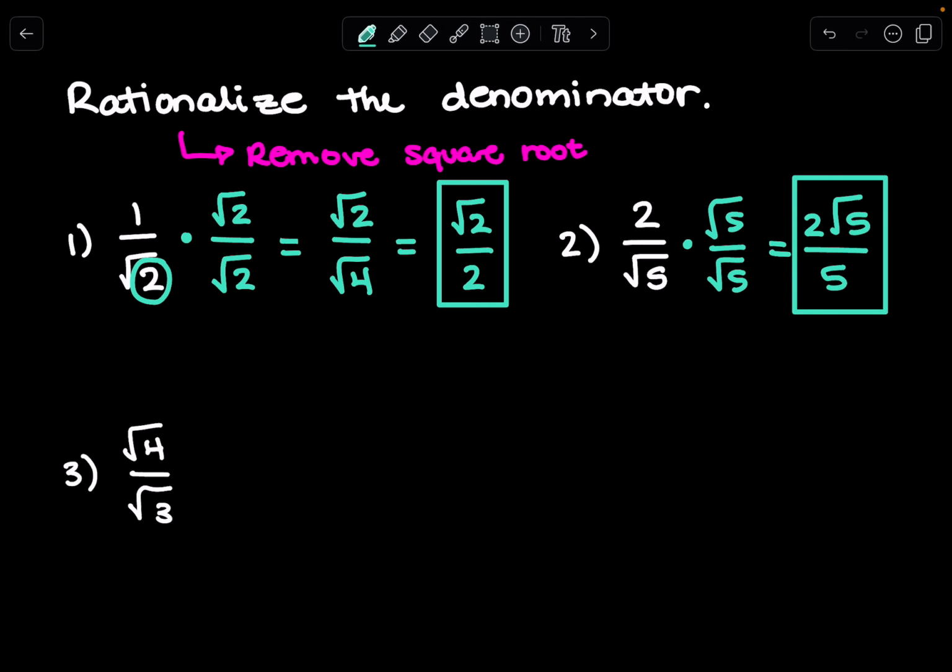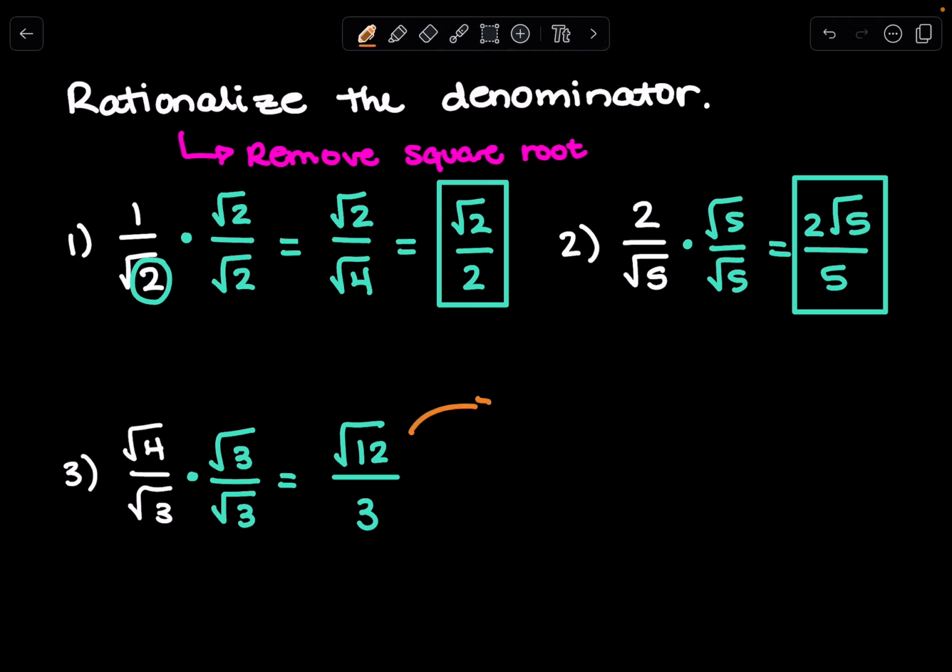Okay, let's do one more. Let's tackle number 3. So I'm going to multiply this by root 3 over root 3. So I've got the square root of 12 up top. In the denominator, I'm going to have the square root of 9, but that's a number I know. So I'm going to have root 12 over 3.